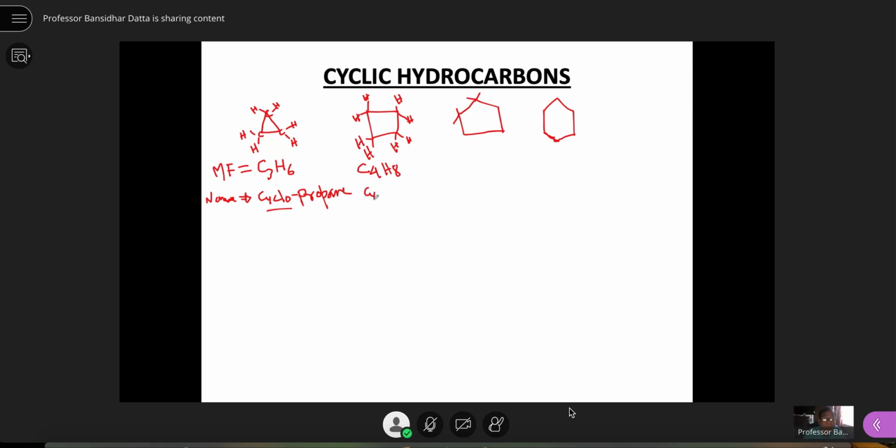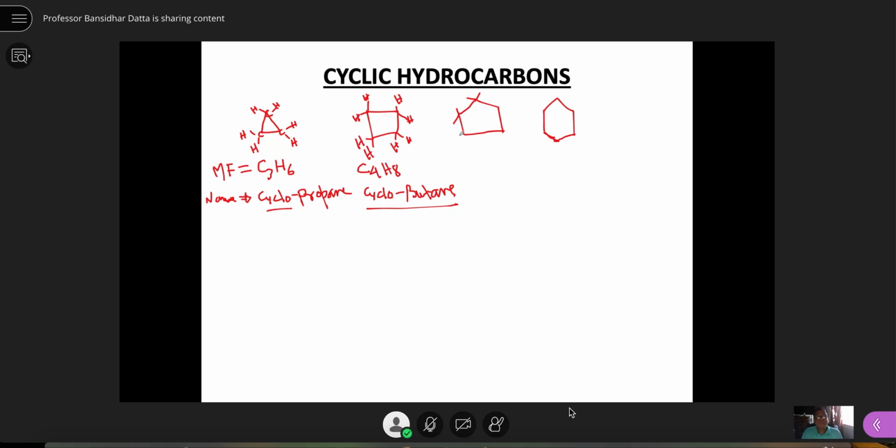Cyclo what? Cyclobutane. Butane, carbon number 4. Carbon number 4 is butane. Cyclobutane, that is correct. Remember, butane is carbon number 4, so carbon number 4 is butane, and cyclo means cyclic.